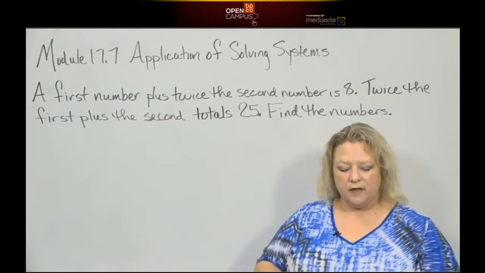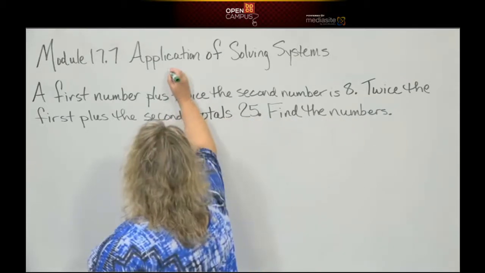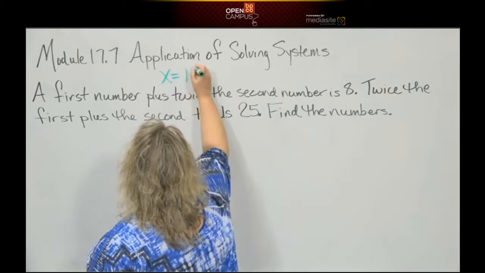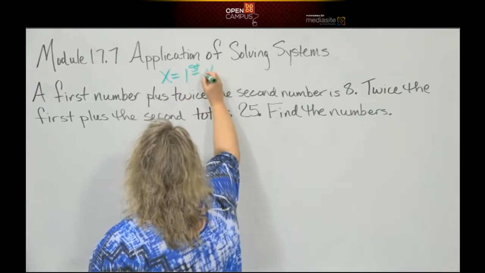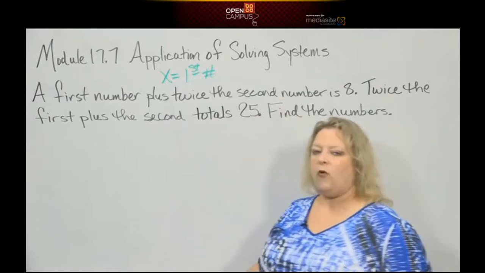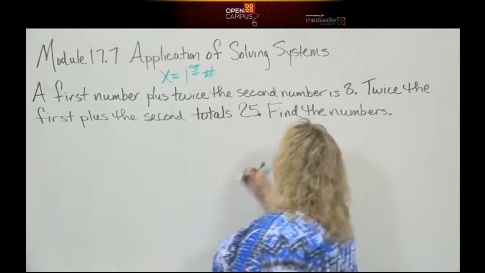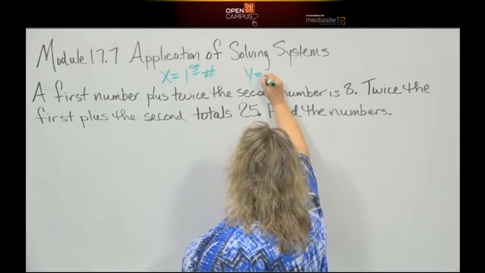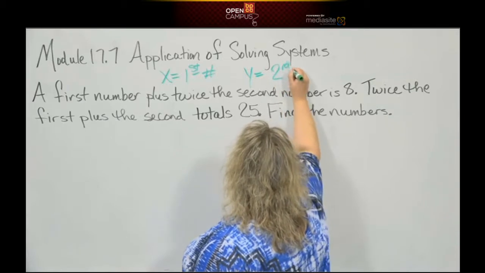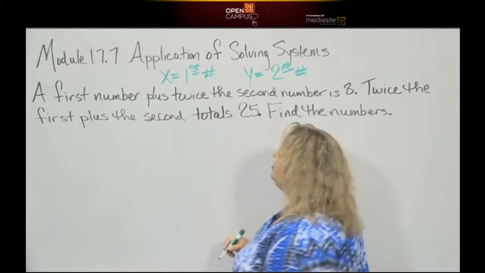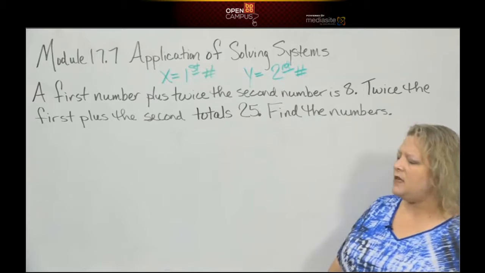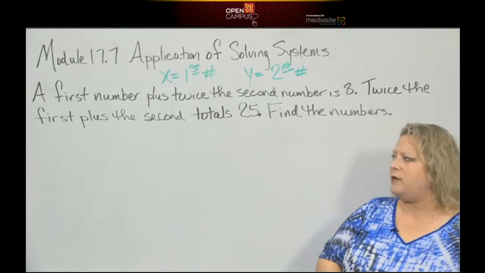So like I said on the video, let's always let x be equal to the first number, simply because x comes before y in the alphabet. Then let's let y equal the second number. Out of habit, it just makes things a lot easier. So now let's set up our equations, okay?